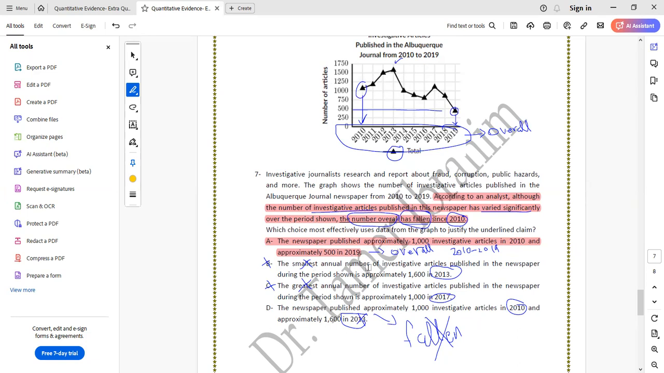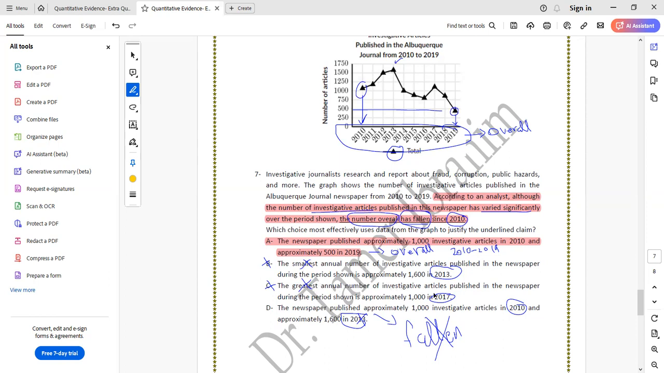The smallest annual number of investigative articles published in the newspaper during the period shown is approximately 1,600 in 2013. I know that this is right, but the problem is it doesn't show any fall. 1,600 is a big number, and it's the highest. I need to show the fall overall. The greatest annual number, and it's not the smallest, take care. It's not the smallest, it's the largest.